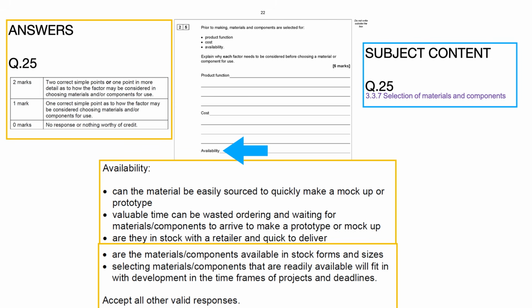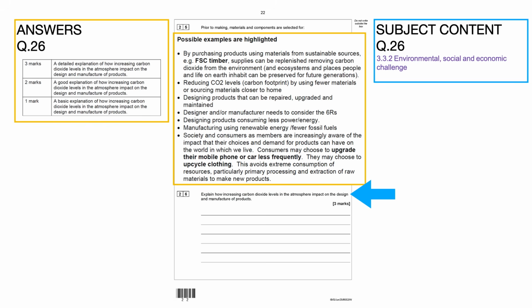Now, as you can see, we can accept all other valid responses. Question 26 is asking you to explain how increasing carbon dioxide levels in the atmosphere impact on the design and manufacture of products. Now, that's for 3 marks. To get those 3 marks, a detailed explanation of how increasing carbon dioxide levels in the atmosphere impact on the design and manufacture of products. Some possible examples are highlighted here.